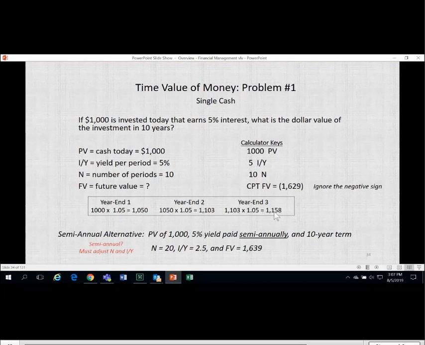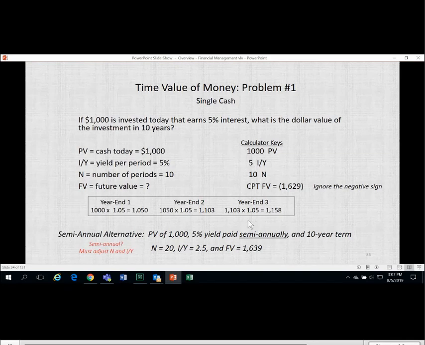You notice what we're doing. We're multiplying by 1 plus the interest rate. Again, there's that time value of money relationship, which we're shooting for, future value. We just keep multiplying by 1 plus the interest rate.